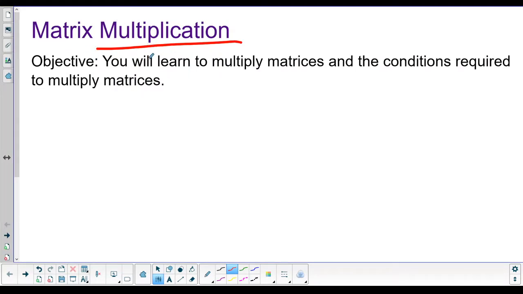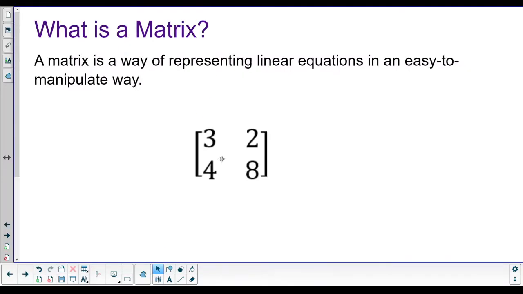We're going to do multiplication and adding. You're going to have to do two different math operations today, which I understand can be a little frustrating sometimes, but that's okay. So we're going to learn how to multiply matrices. We're also going to talk about what conditions are required for you to even be allowed to do that, because you can't just take any matrix and multiply it by any matrix. It doesn't work that way. So we'll talk about what a matrix is, when I can multiply them, and how I multiply them. So first, let's start with what even is a matrix.